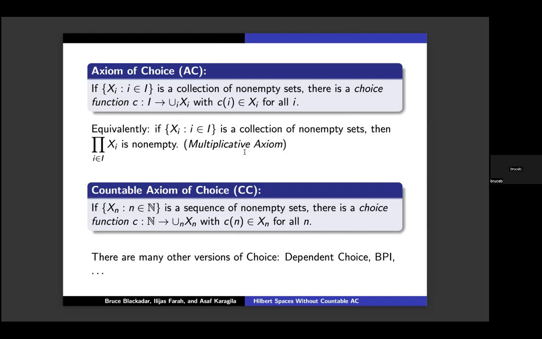There are lots of other versions of choice. There's dependent choice, the Boolean prime ideal theorem, and many others. And they more or less fit in between these two, but not exactly. I won't be talking about the other ones.